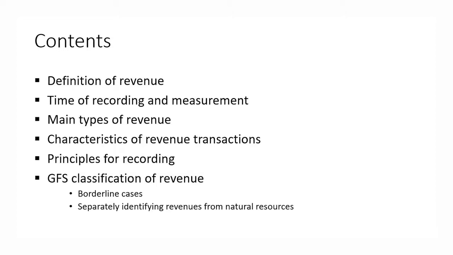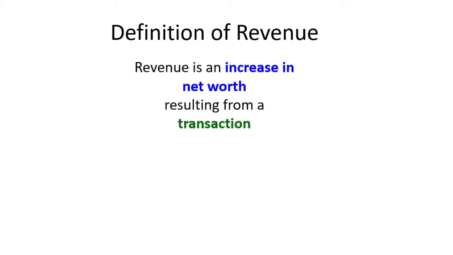The time of recording and measurement is important, whether this belongs to this fiscal year or to the other, because payment is not always the good criterion to put in one or another year. The main types of revenue, characteristic of revenue transactions, the principles of recording, and some classifications. So the general definition of revenue is an increase in net worth resulting from a transaction. This is a rather elusive expression, so we have to go a little bit more into details to understand this.